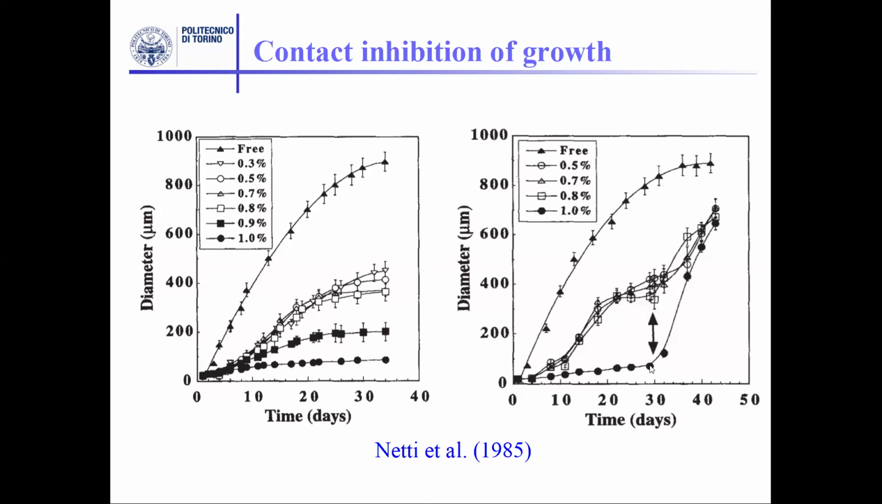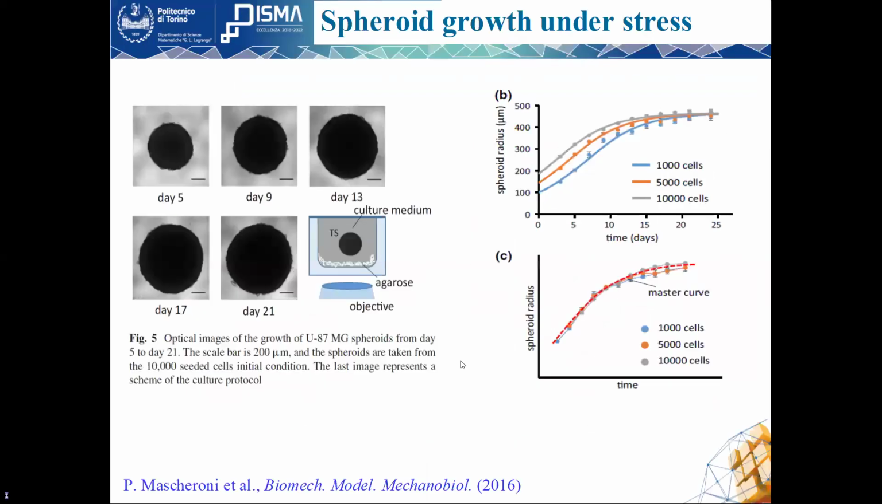The other feature of this experiment is that if you take a spheroid like this one, take it out of the gel and let it grow in a liquid environment, so stress-free, then they start duplicating again. So this process is reversible. And you see then that the only difference between this behavior on the left and this one on the right is that you are no longer applying any stress to the tumor.